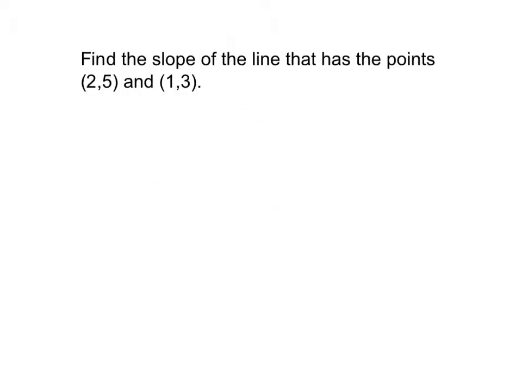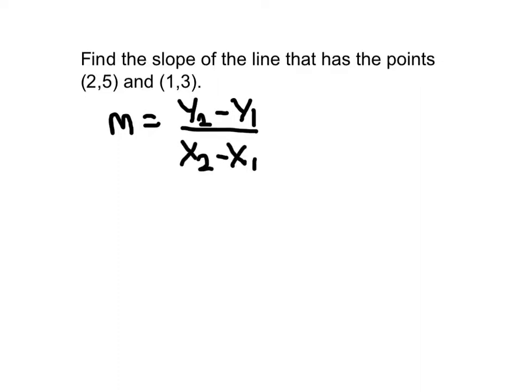All right, here's our first example. Find the slope of the line that has the points 2, 5, and 1, 3. So again, my slope formula is going to equal the 2 y values subtracted over the 2 x values subtracted. Well, my 2 y values are 5 and 3. Now, it doesn't matter which order you subtract as long as you're consistent with it. So let's say that I'm calling 5 the first y value and 3 the second y value. Then I would go 3 minus 5.